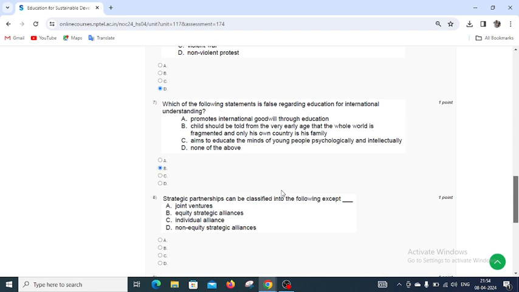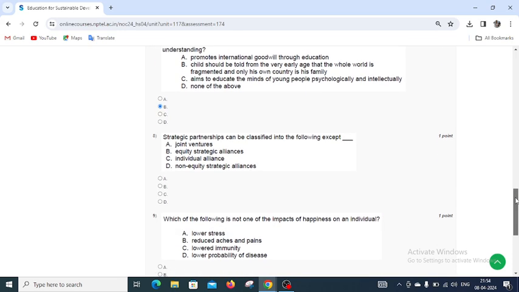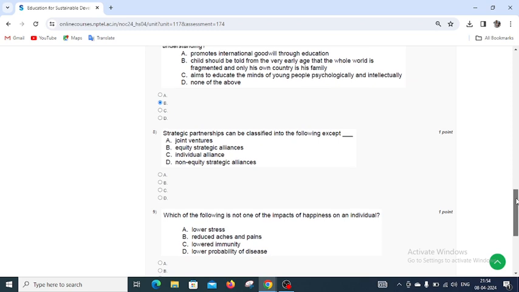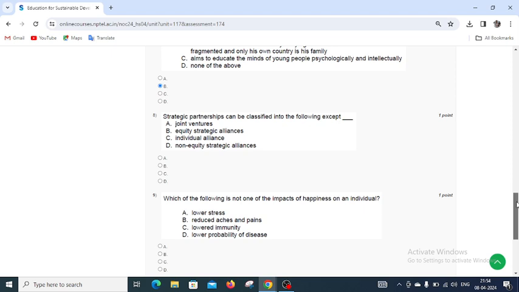Strategic partnership can be classified into the following except, that is, equity strategic alliance, individual alliance, non-equity strategic alliance, or joint venture. Strategic partnership can be classified into following except, that is, individual alliance, that is, B is the right answer for question number 8.